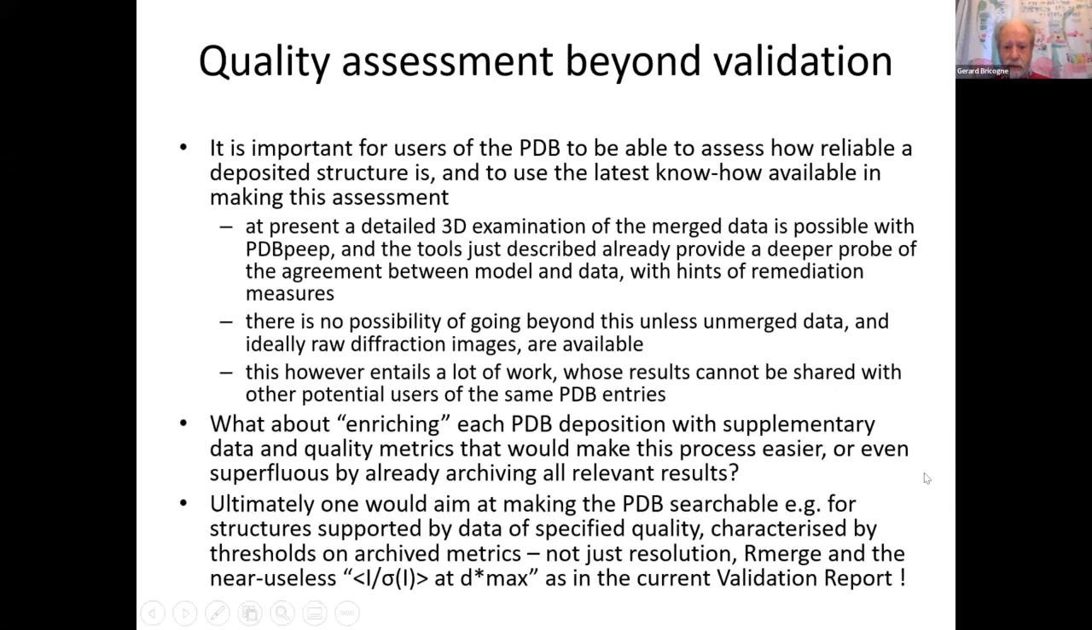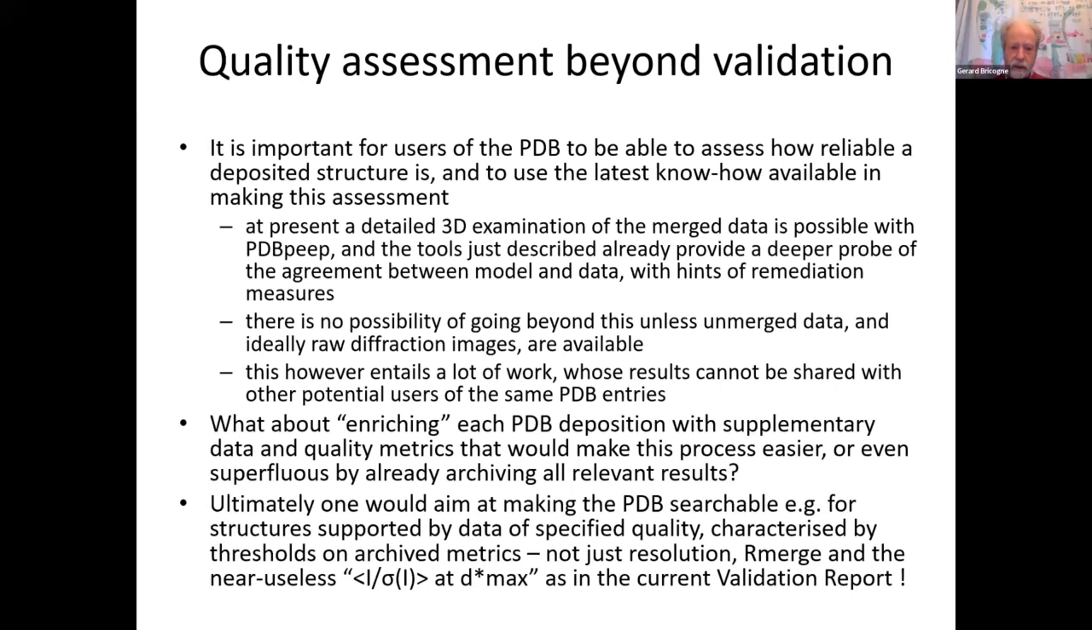So an idea we've been working on is that it would really be useful if each deposition could be enriched with supplementary data and quality metrics that would make it easier to assess how well the structure is backed up by the experimental data once one has removed everything that one has understood to be a contaminant.